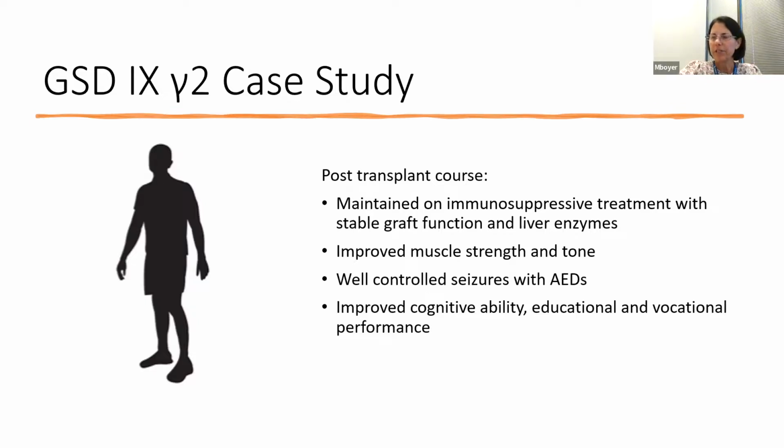Patient is now 30 years old and roughly 13 years post-transplant. The patient's transplant course has been overall uncomplicated. He did get reevaluated for cirrhosis due to thrombocytopenia and splenomegaly, but liver elastography was reassuring, and concern for possible liver rejection was ruled out by liver biopsy. He is maintained on immunosuppressive treatment with stable graft function and liver enzymes.